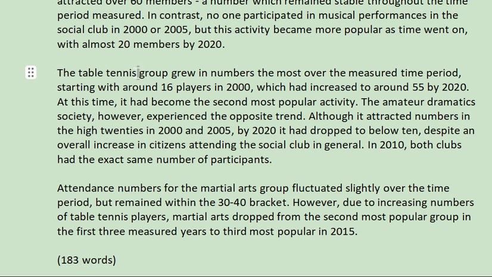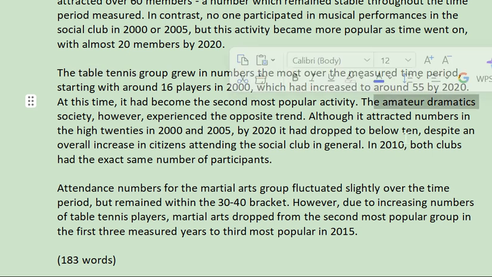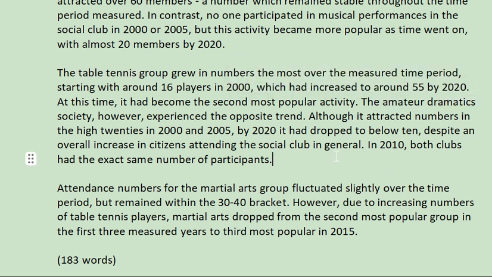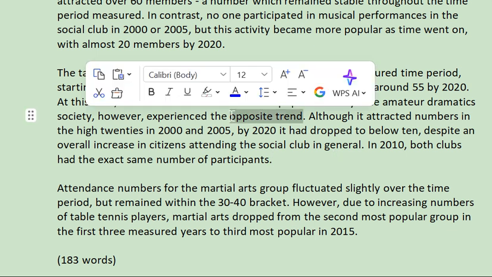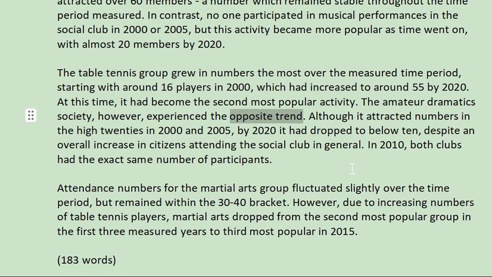So I'm not trying to deal with everything in one paragraph, but just dealing with these 2 activities. And I've chosen them because the numbers of participants go in the opposite way. So I think that's quite an interesting thing to compare. Table tennis started low and ended high, whereas amateur dramatics did the opposite.